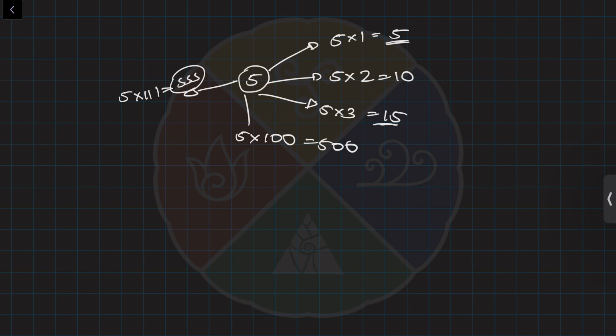So all you have to see is whether you're looking for a factor or a multiple. That's how you start to identify if the problem is based on HCF or LCM.